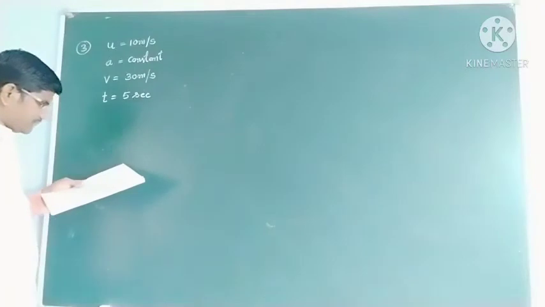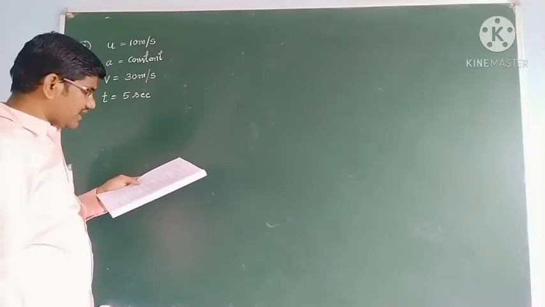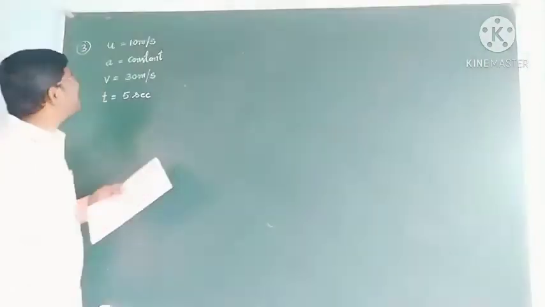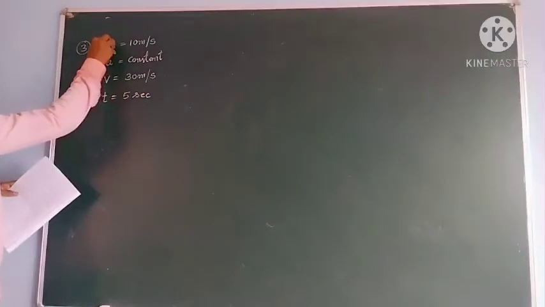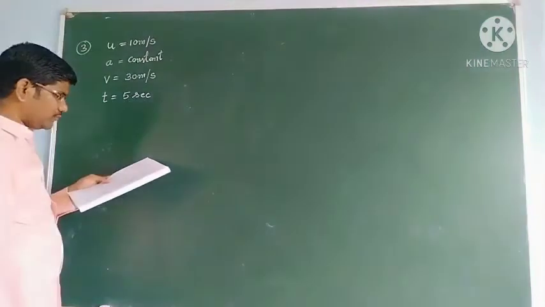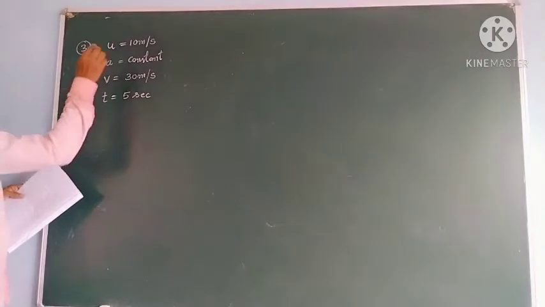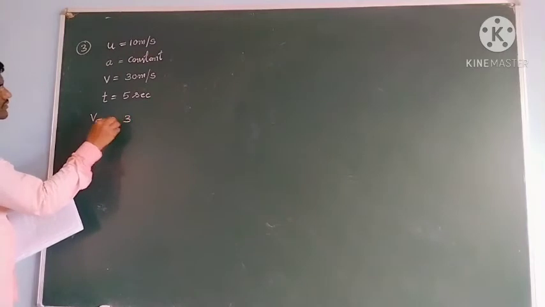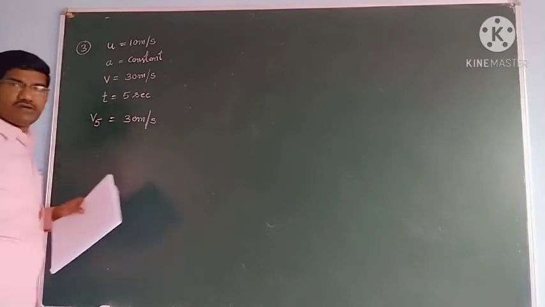Okay students, the time taken by the particle from here onwards to acquire a velocity of 60 meters per second. So see students how the problem is given. A particle starts with an initial velocity of 10 meters per second and moves with uniform acceleration, and this v is the velocity after 5 seconds. So v5 is given, 30 meters per second, which means it's the velocity after 5 seconds.